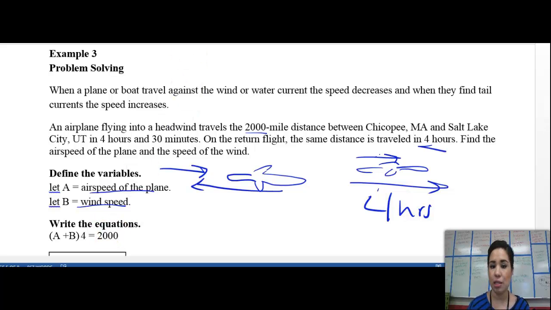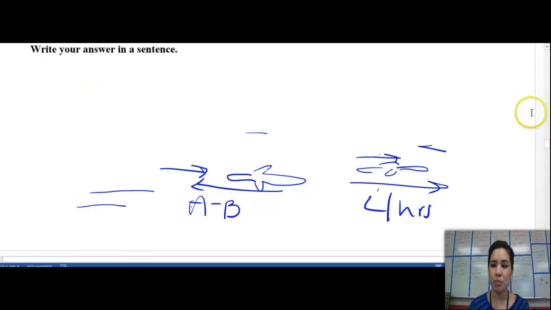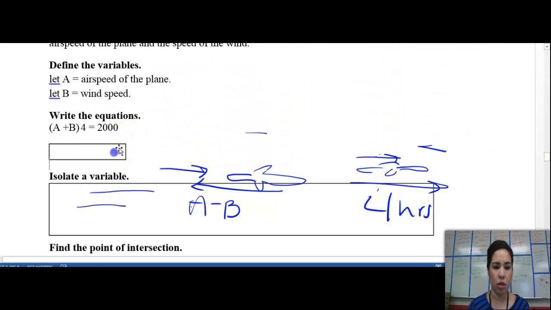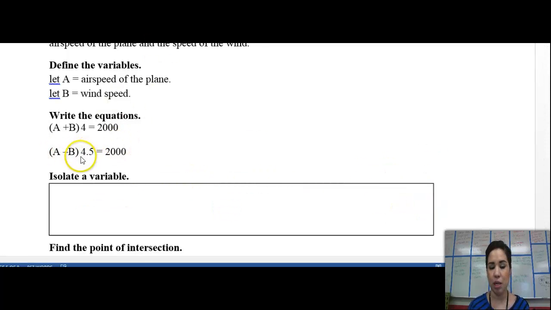Now we're going to apply the same kind of reasoning, but when it's going to Chicopee, it's traveling against the wind. So we're actually going to be subtracting: the speed of the airplane minus the speed of the wind, because it's going to be slowing it down by that much. So let's take a look. In the second equation, we would be writing A minus B times the time it took, which is 4.5 hours, equals the total distance, which is 2,000.